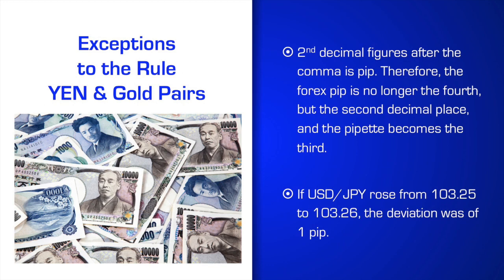There are some exceptions to the rules, such as yen pairs and gold pairs. In yen and gold pairs, the second decimal figure after the decimal point is the pip. So, for instance, look down here. It says, if USD/JPY rose from 103.25 to 103.26, that deviation was 1 pip. Notice there's not 4 decimal places. There's not 4 digits after the decimal. This only applies to yen and gold pairs.